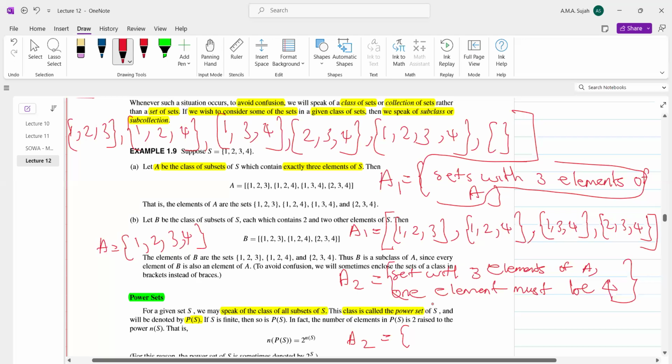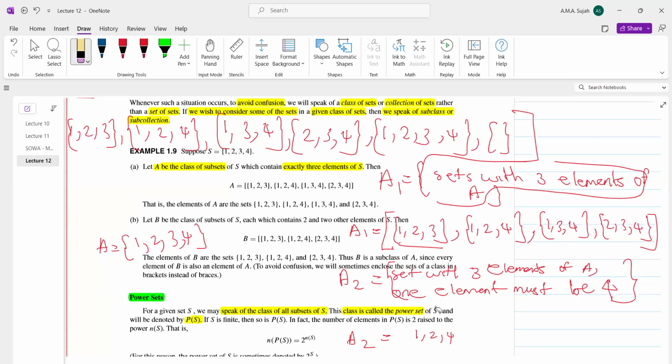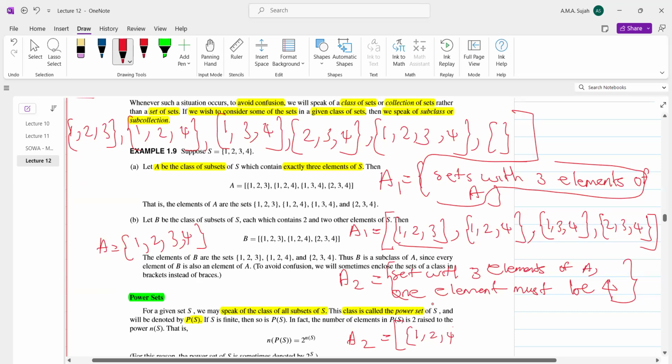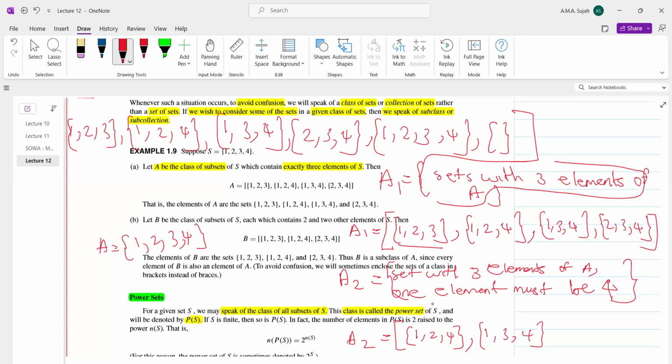They are telling you to create 3-element sets, but one element must be 4, right? So 1, 2, 3, we cannot take, because there is no 4 here. If you look at 1, 2, 4, that must come, right? If you look at 1, 3, 4, it also comes because 4 is there. If you look at 2, 3, 4, it also comes, 4 exists. So these are the 3-element sets of A2.